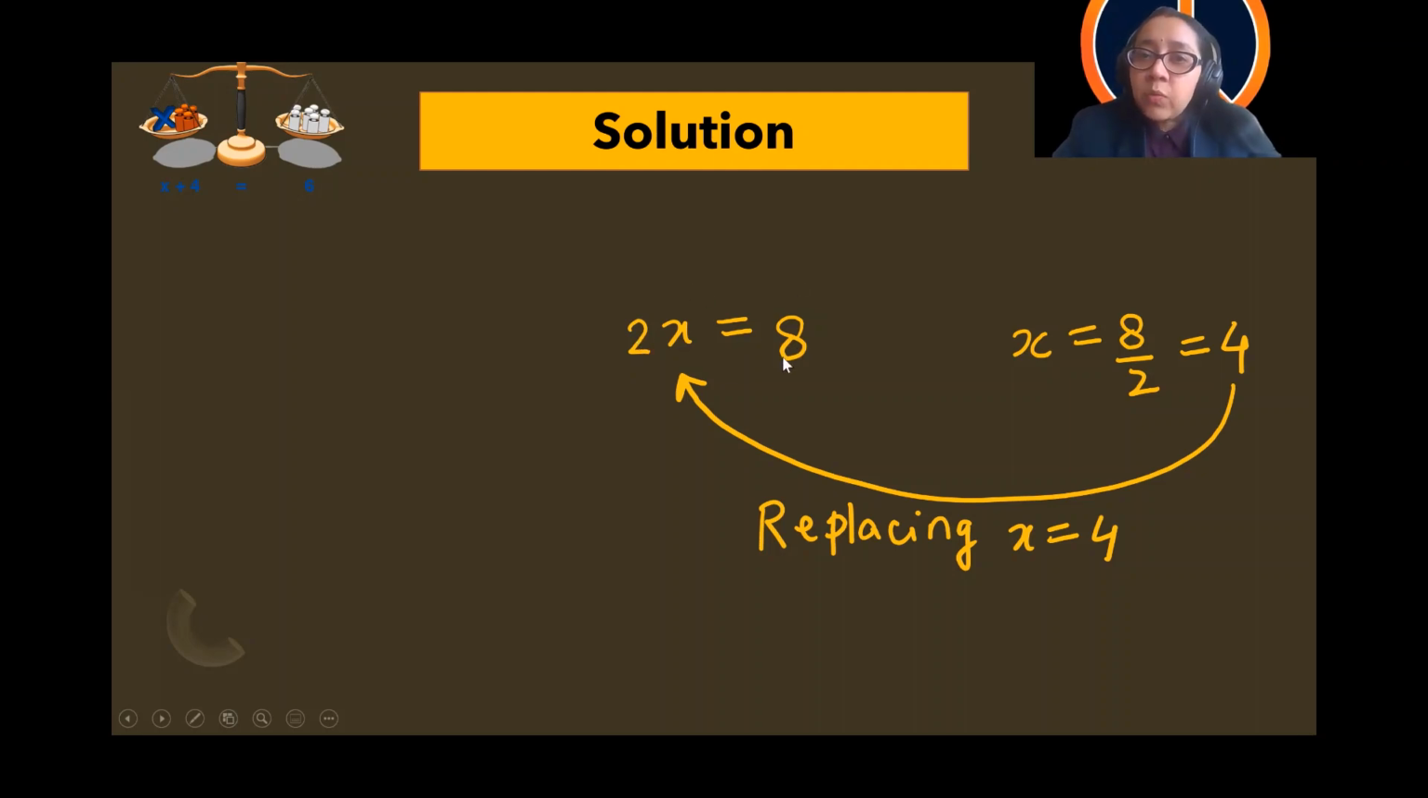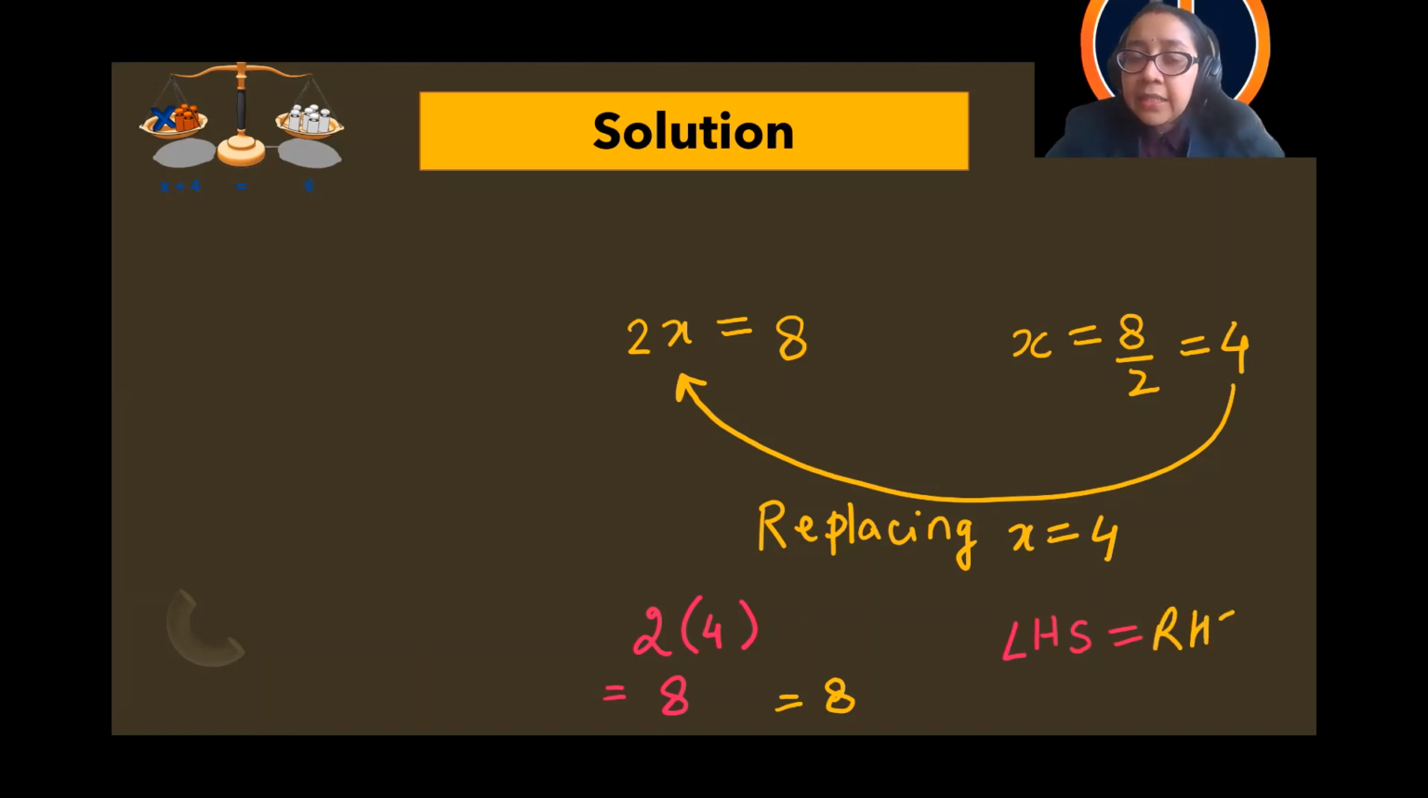So, 2x equal to 8, that means x is equal to 8 by 2, that is 4, right? So, we have found the value of x as 4, and now we'll put the value on the left hand side, that is 2x. So, we are replacing x equal to 4. After replacing, we get what? 2 times 4 is 8, right? So 8 is the LHS, and it is given that 8 is the RHS, so we can conclude that LHS is equal to RHS.